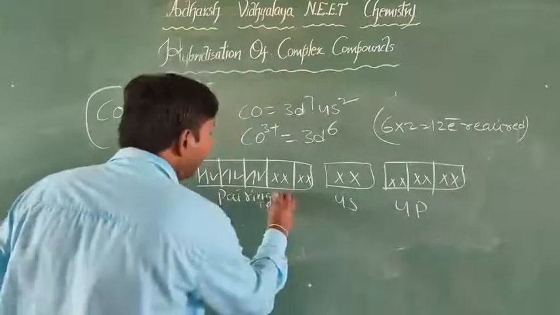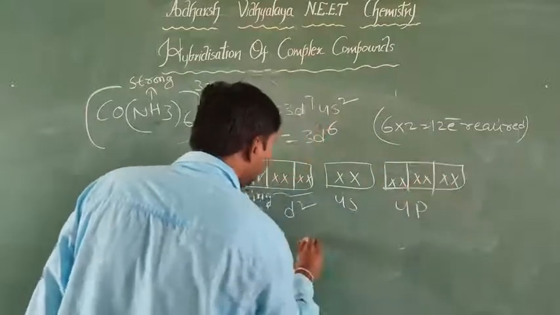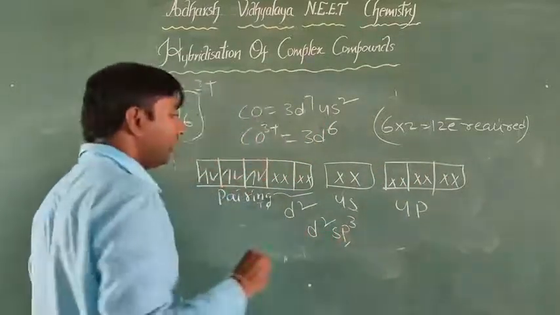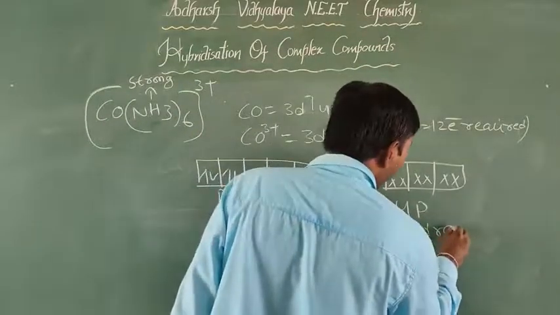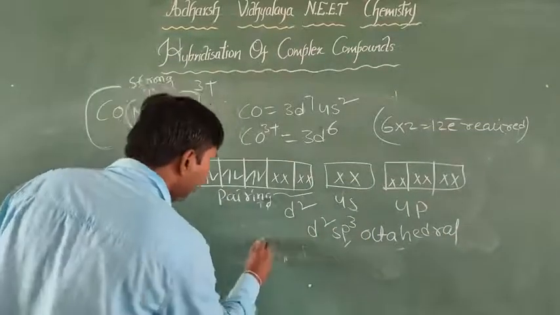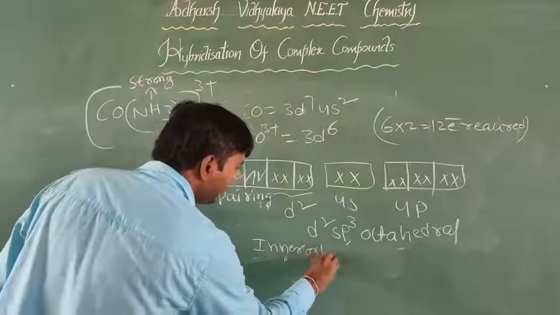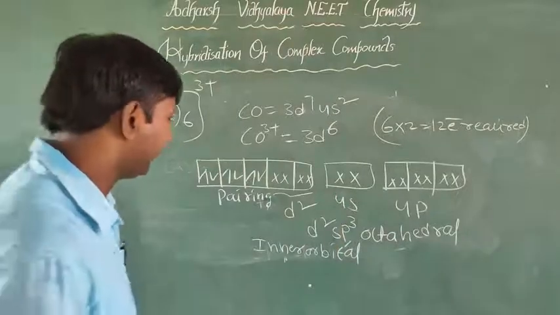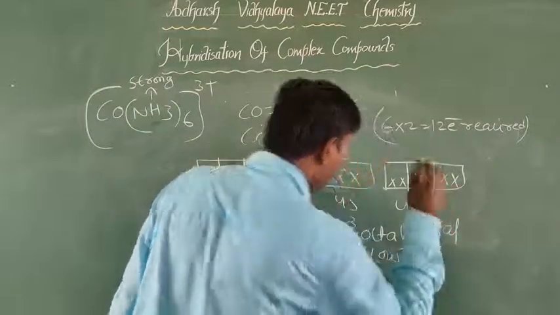That's why, what is the hybridization? Two d orbitals, one s and three p orbitals, that's why d2sp3. d2sp3 means what is the geometry? Octahedral. This is a strong field ligand and not sp3d2 hybridization. That's why this is an inner orbital complex. Inner orbital complex means low spin.